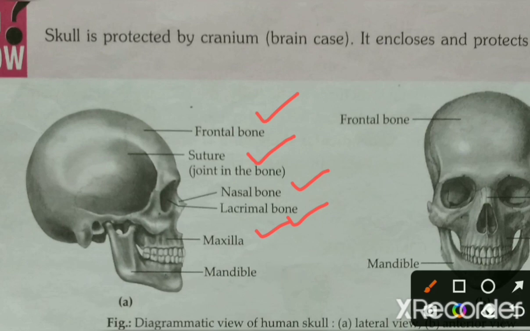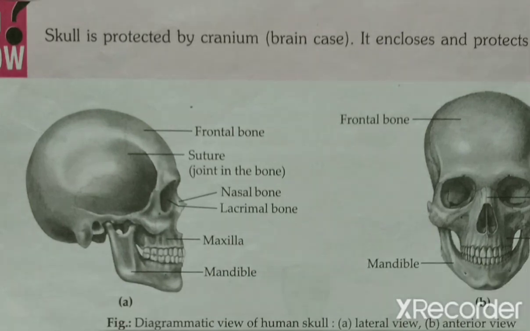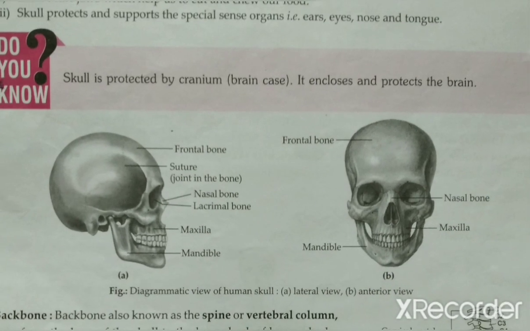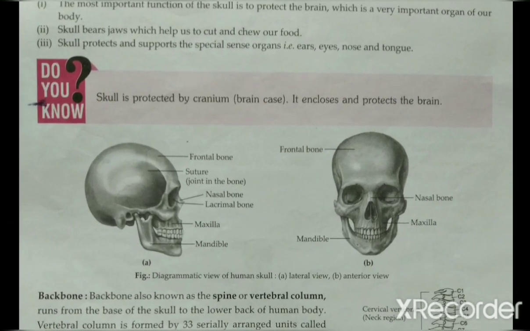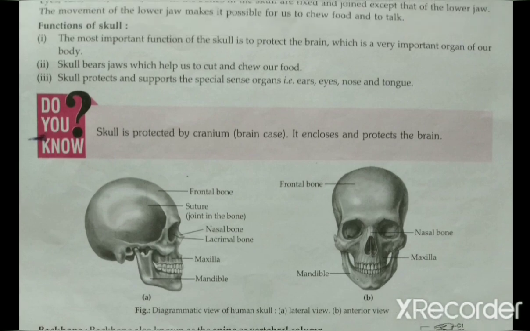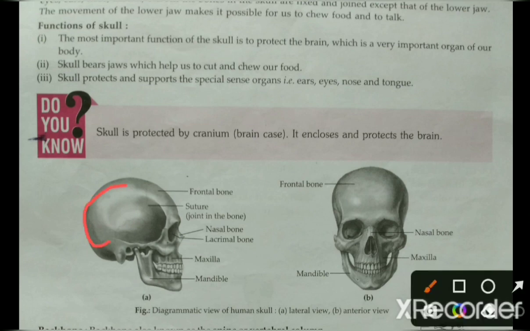If a question is asked about which part is movable in the skull, you need to know not only the lower jaw but also its medical term, mandible. And there is a brain case, a box-like structure present inside this part of our skull, that we call the cranium, which is called the brain case. Inside that only our brain is present.